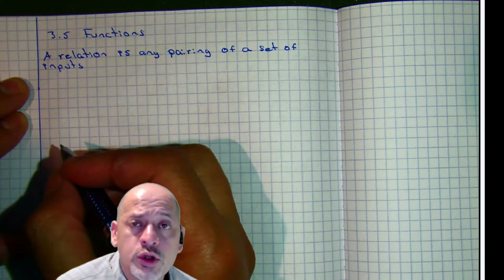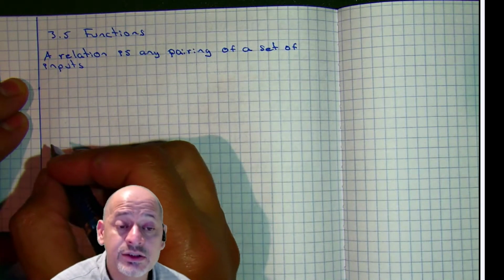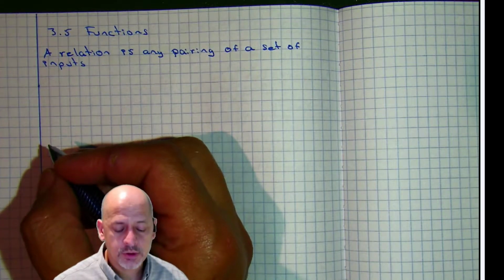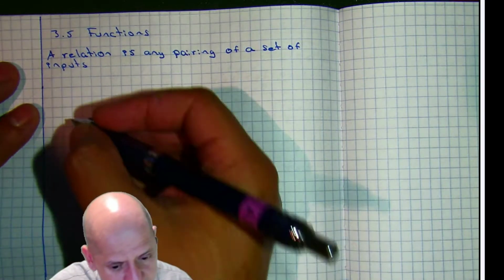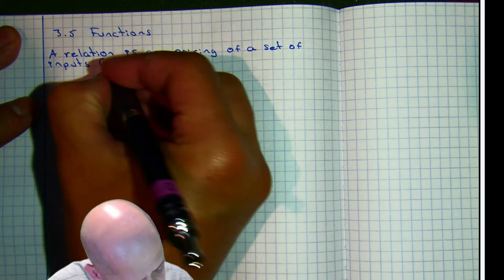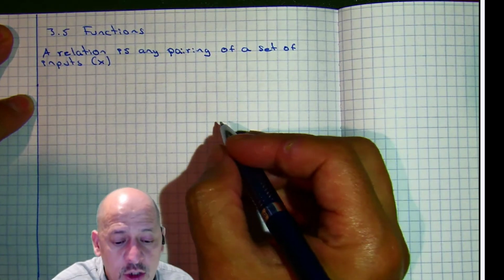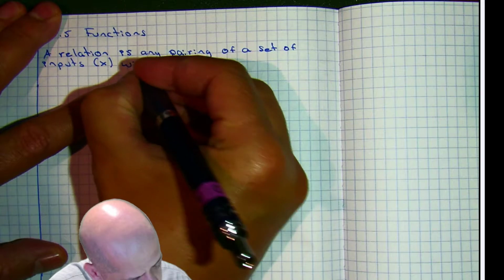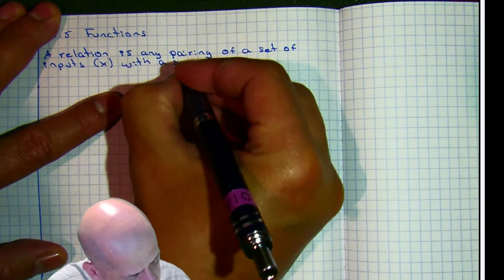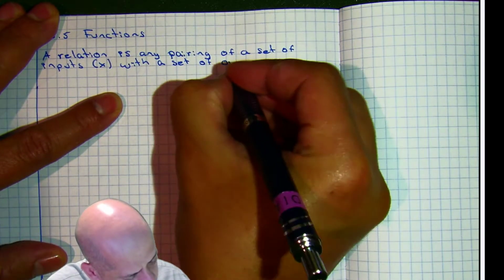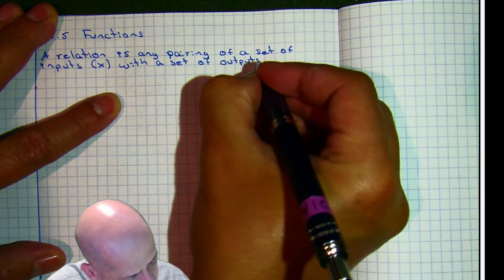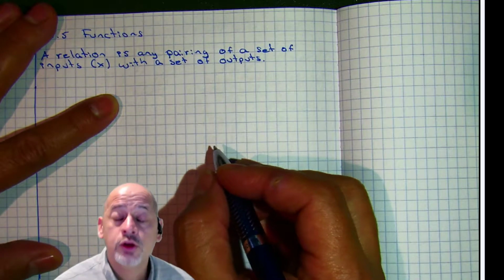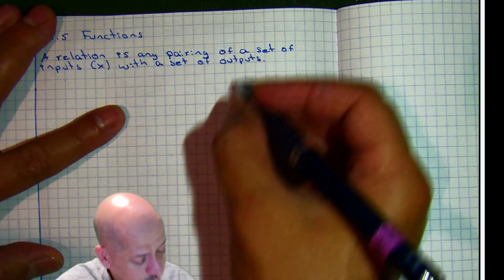Now, do you remember which one is the input? Is the X or the Y the input? Correct. The input is the X value. So each X, all the inputs, are going to be paired up with a set of outputs. And therefore, if your inputs are your X values, your outputs will be the Y values.